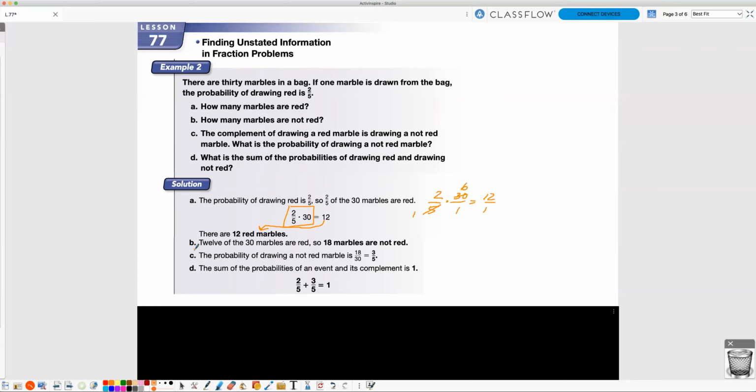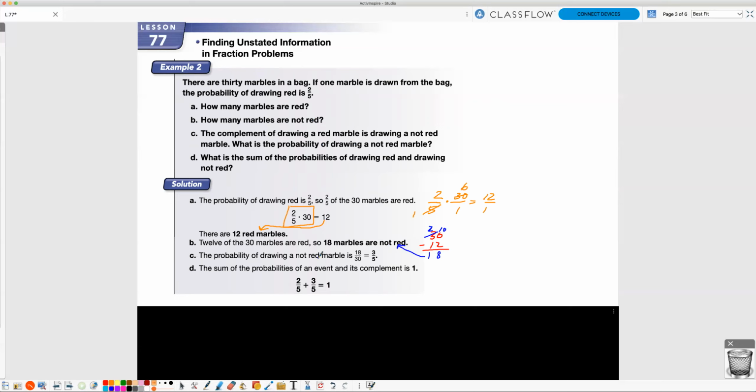All right. In letter B, it says how many marbles are not red. So if 12 of them are red, now you just need to understand that in that one you're going to have to take the 30 minus the 12 to find out how many are not red. So in that case, if 12 of them are red and you subtract that, you end up with 18 for the marbles that are not red.